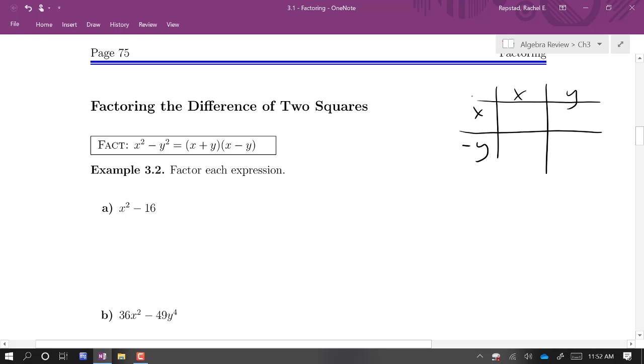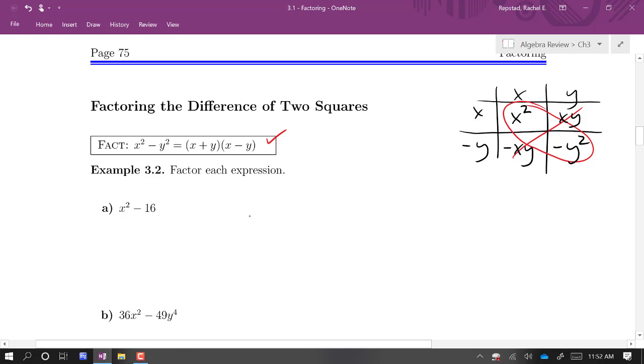So if I multiply across, let's see, filling in the top row, we have x squared, then we have x times y. Along the bottom row, we have a negative x times y and a negative y squared. You can see that the plus xy and the minus xy cancel, and that just leaves us with x squared minus y squared. So convincing ourselves that this fact is true is not too hard.